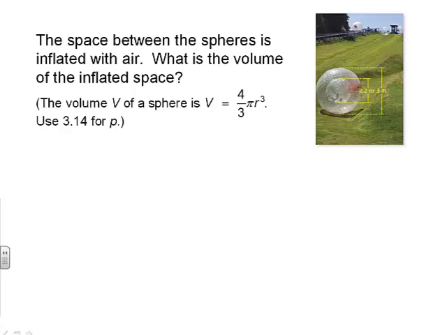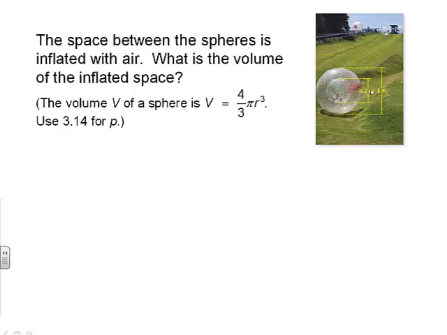The space between the spheres is inflated with air. What is the volume of the inflated space? The problem is talking about the sphering ball shown here in the picture. The sphering ball consists of an outer sphere and an inner sphere. The inner sphere is where a person rides, and the space between the inner sphere and the outer sphere is inflated with air, and we need to find the volume of that air.